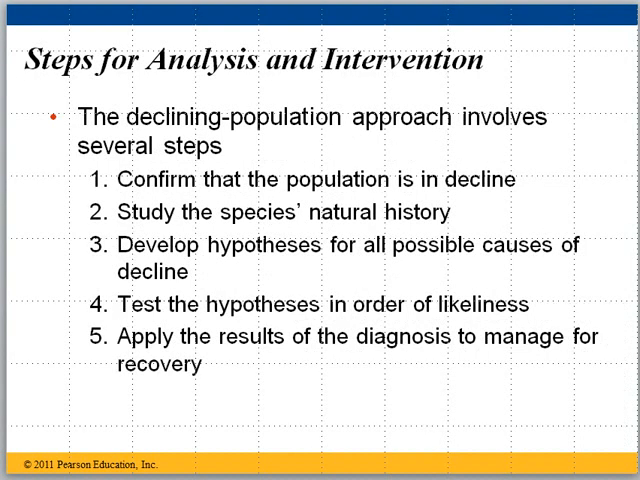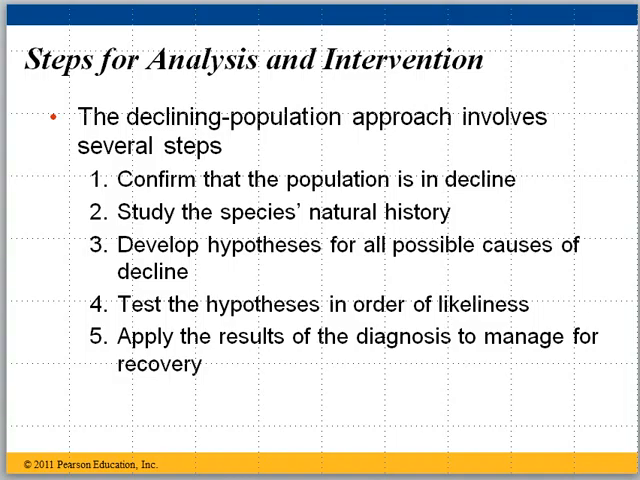If you're studying a species in this way, you're going to go through a couple of steps. First, you're going to confirm that the population is in decline. Are the numbers going down? Then you're going to study the species' natural history. You're going to develop some hypotheses for all possible causes of the decline. You're going to try to test those hypotheses in order of likeliness, and you're going to apply the results of the diagnosis to manage for recovery, to try to get those numbers back on the rise.